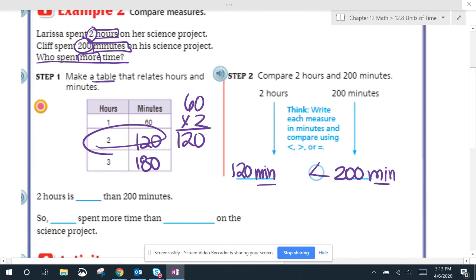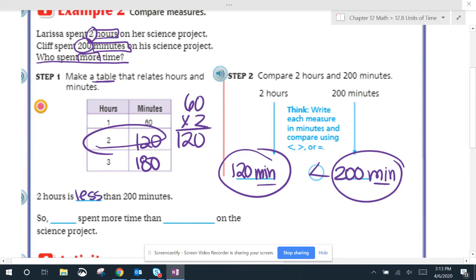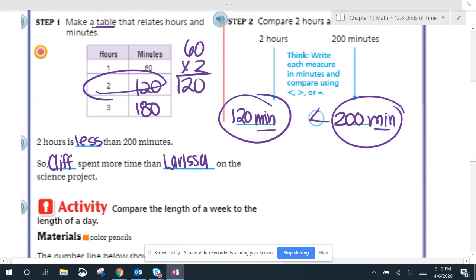Well, Larissa spent that 120 minutes or 2 hours. Cliff spent 200 minutes. So 2 hours is less than 200 minutes. So Cliff spent more time than Larissa on the science project. Okay, and that's example 2.